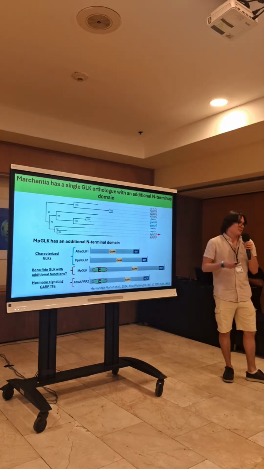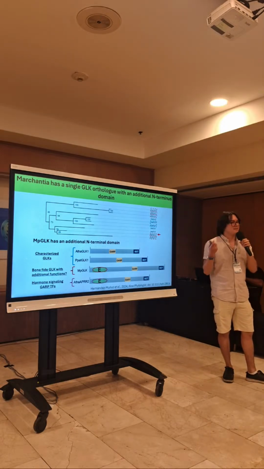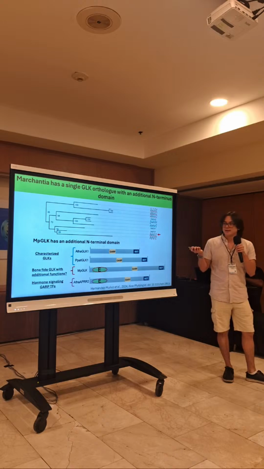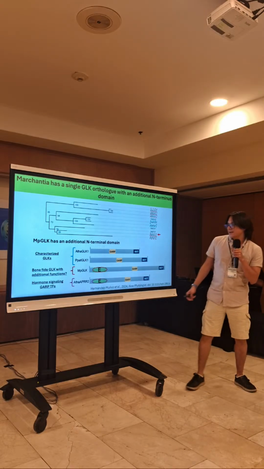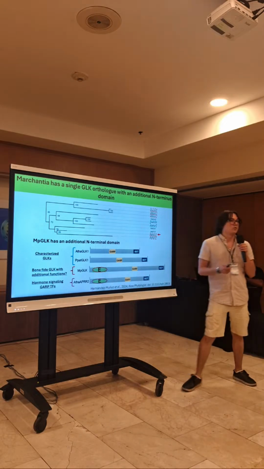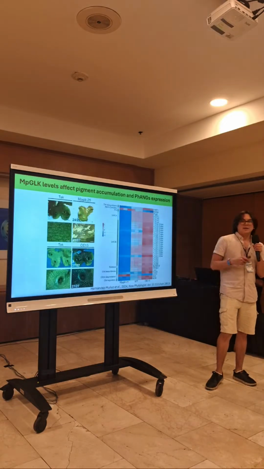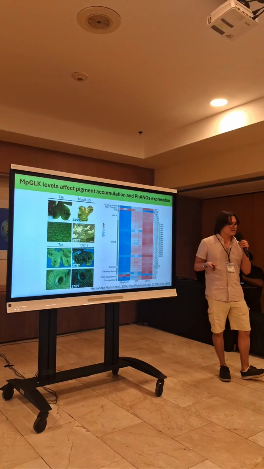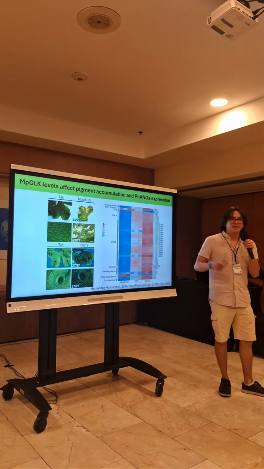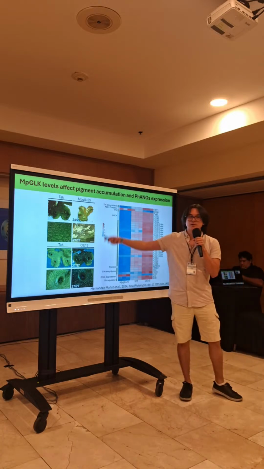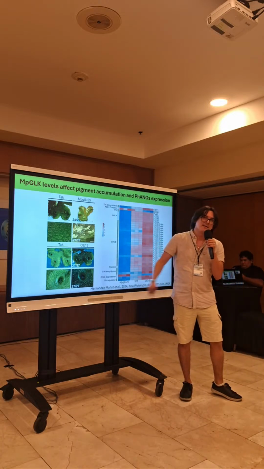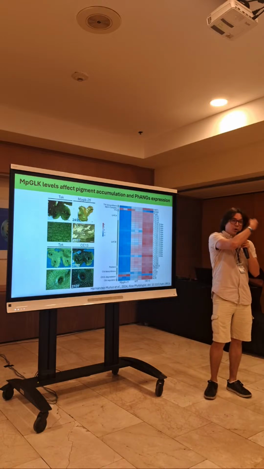So this raises an immediate question: what is this transcription factor doing in this plant? Is it actually functioning as a GLK? Maybe as a PRR2? Or maybe as both? In order to answer this question, we decided to generate mutants and overexpressing lines.